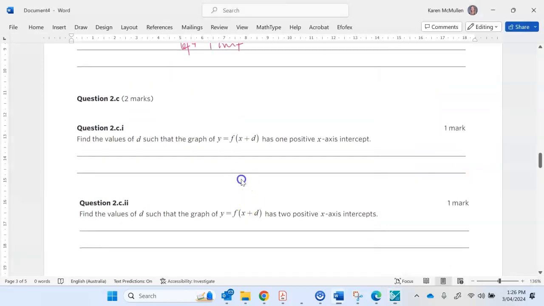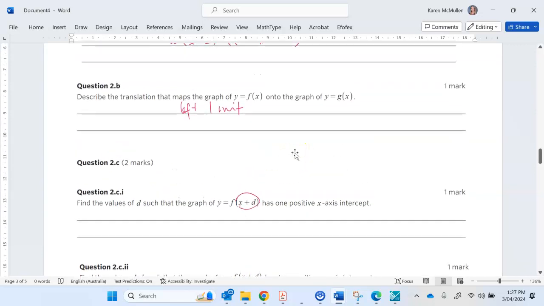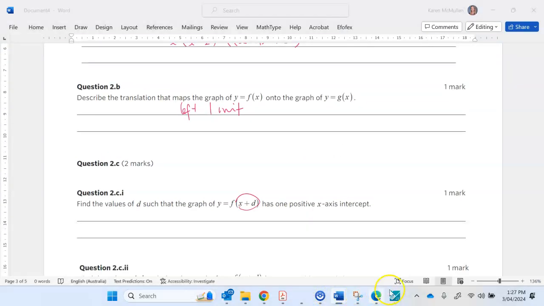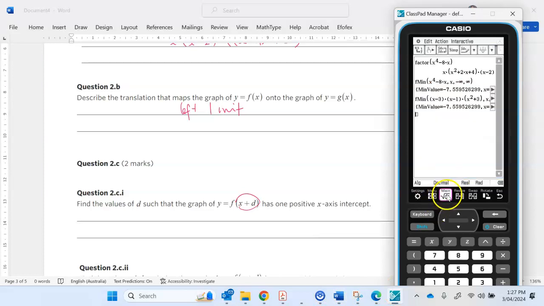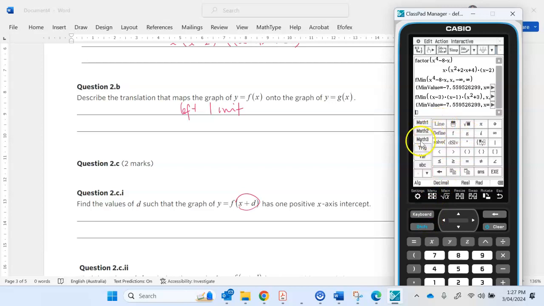All right, part 2ci. Find the values of d such that the graph of y equals f of x plus d has one positive x-intercept. So what we've got happening here is a horizontal translation. So I'm going to go ahead on my calculator. Let's go back to our main screen, and I'm going to use define. I should have used define from the start.